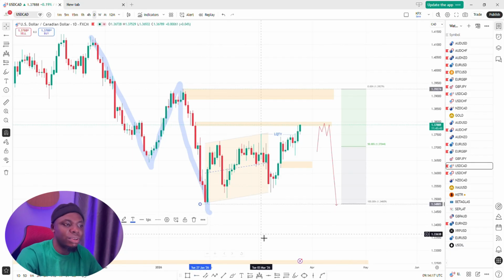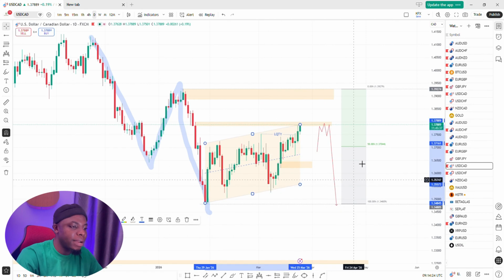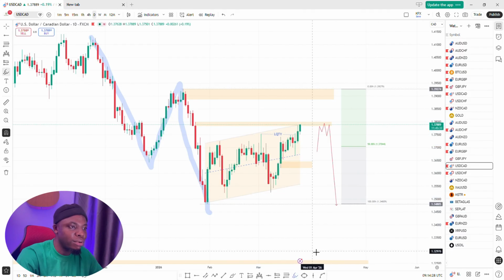So having seen these two areas, if you see what the market has been doing, the market is currently pulling back to where? My premium price. The market is pulling back to my premium price.